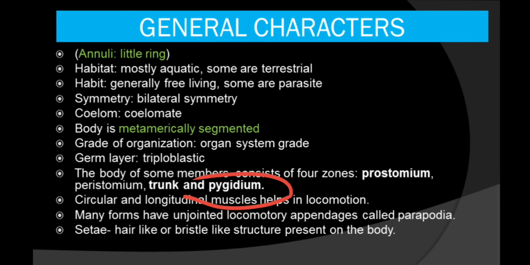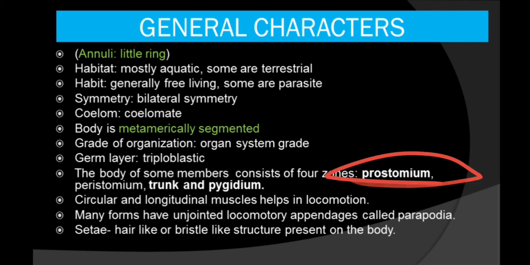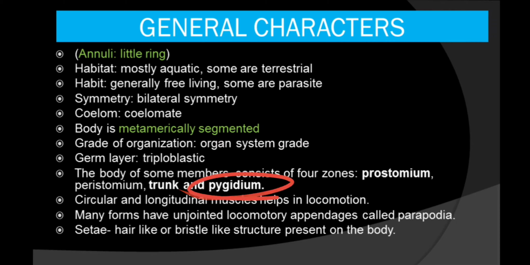And you know that the formation of new segments in metamerically segmented animals always takes place in the posterior part of the body. Posterior part means just in front of the last segment. Last segment is the pygidium. So just in front of the last segment, from there only a new segment is formed. So the body of some of these members is divided into prostomium, peristomium, trunk and pygidium. Then circular and longitudinal muscles are present.